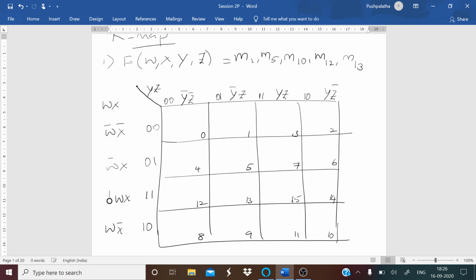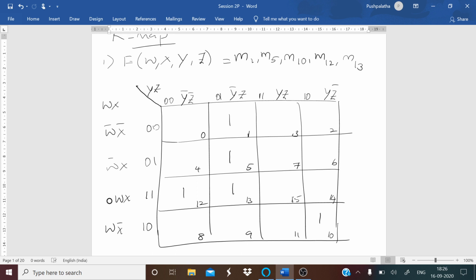Now, which is your M1? This is your M1. So, put a 1 here. Next, M5. This is your M5. M10. This is your M10. Next, M12. And then M13.